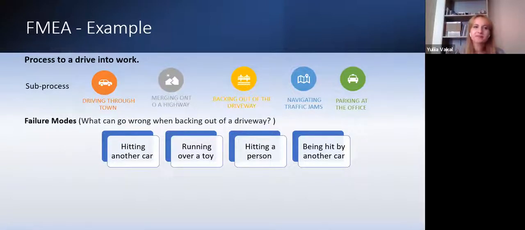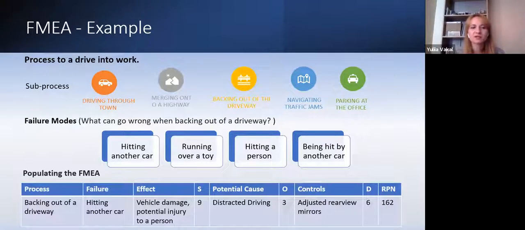And these categories, these failure modes, again, could be based on some frameworks, on some past data. Then we need to populate these tables. They call them scorecards, and you could do it for each sub-process. So let's say we have the failure, hitting another car. Which effect could we have? Vehicle damage, potential injury to a person. Then the severity is 9, of course, maybe even 10. Okay, it's not death, so 9.